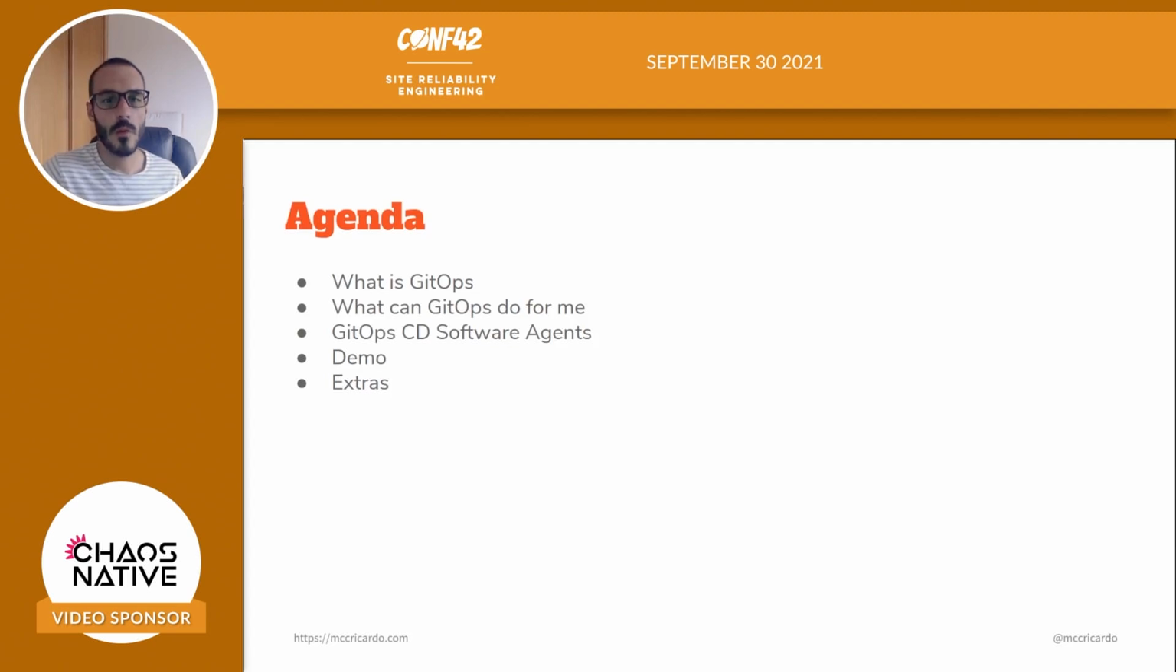So what we'll be covering today? We're going to cover what GitOps is, some of the things that GitOps can do for us. We're going to see GitOps implementation in terms of software agents focused on delivery of applications to Kubernetes clusters. We're going to see a demo of one of those agents in practice, and if we have some time, we're going to see some extras.